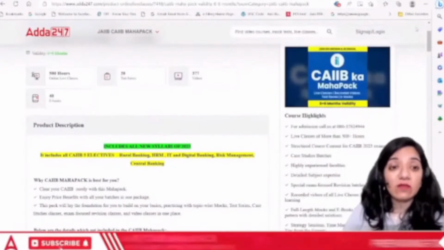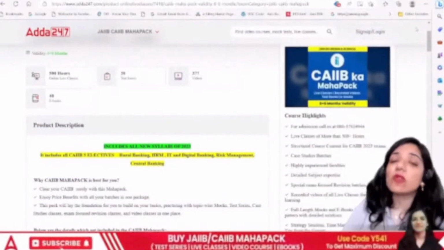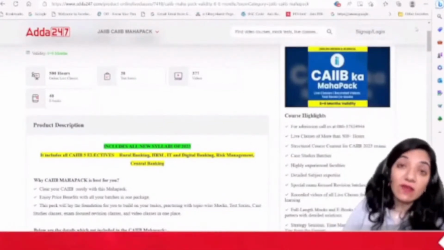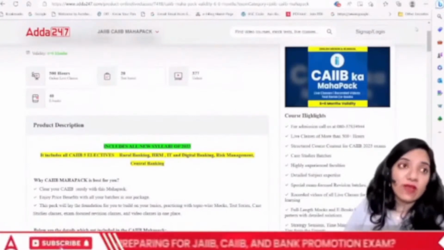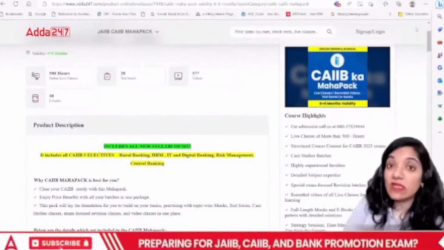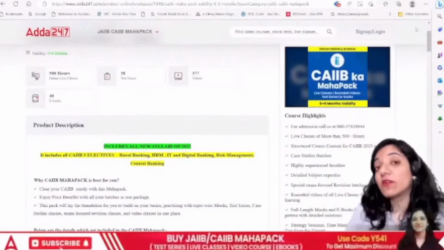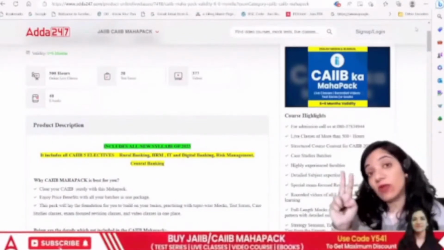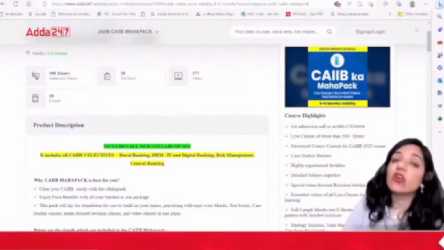But the point is, if you look forward to any of the electives, then first of all, you will have to consider what the syllabus is for all the electives, and whether it is easy or difficult for you. Considering your education background and your work profile, you can choose your elective.